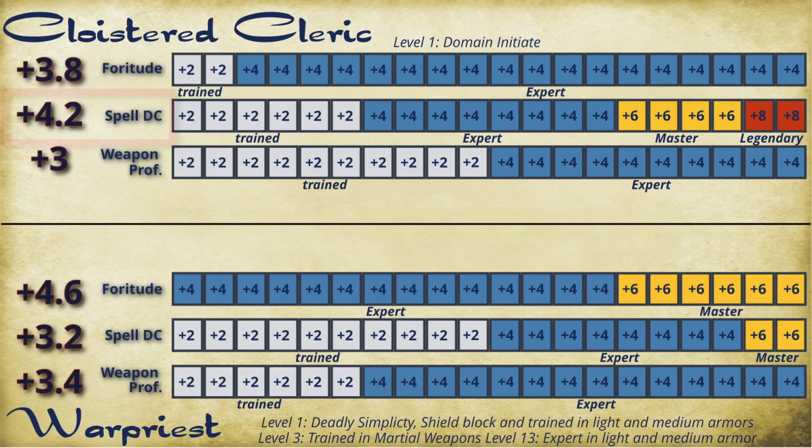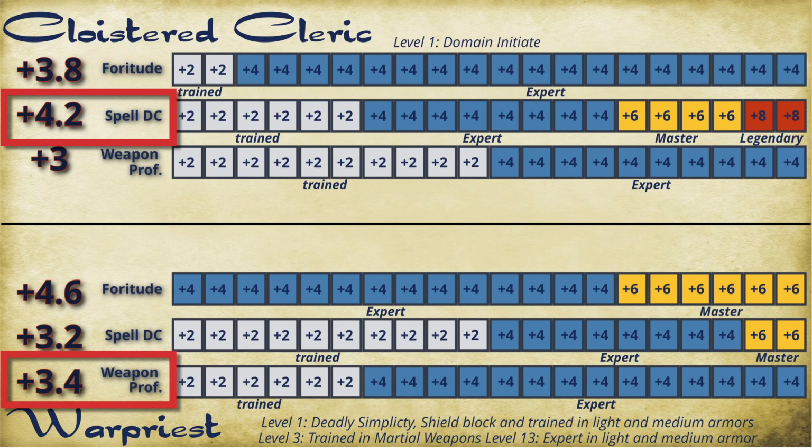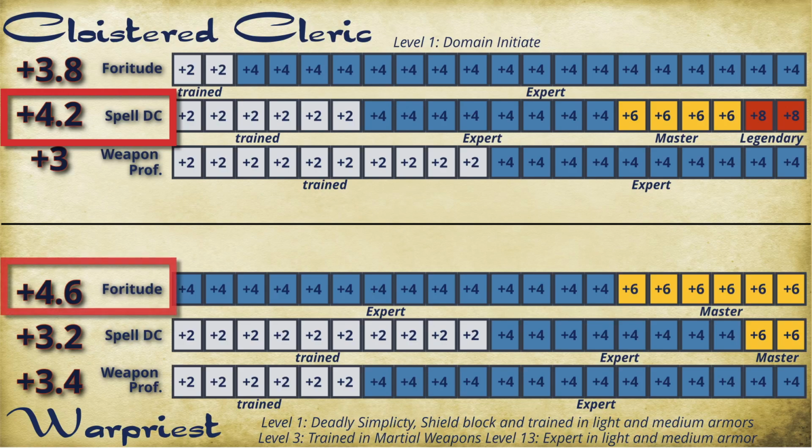And you can see the Cloistered Cleric cracks 4 in spellcasting DC. So that makes sense for them. They want to cast spells and they have a good spellcasting DC. The Warpriest, by contrast, doesn't even crack 4 with their weapon DC. In fact, they barely reach 3.5. But look what they do have. They have that huge fortitude save by comparison.